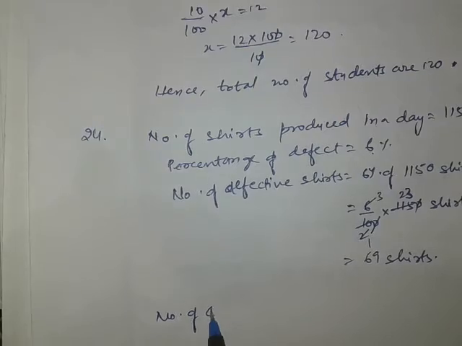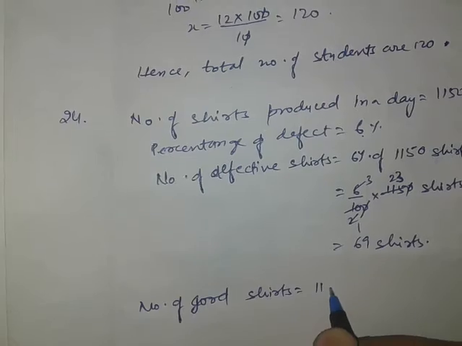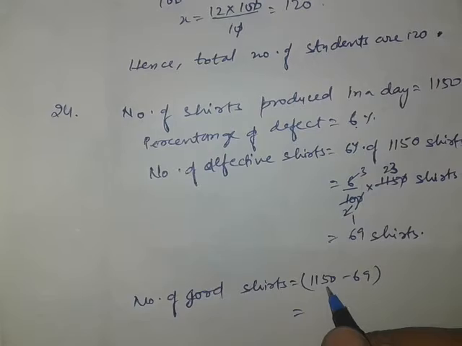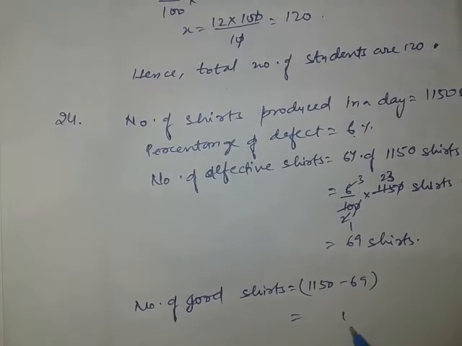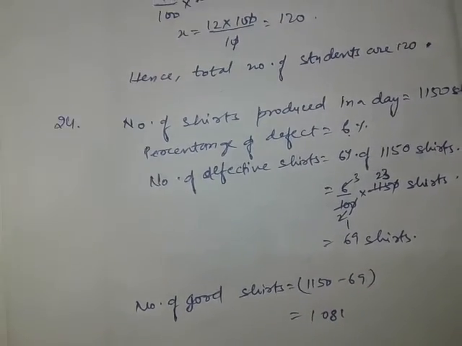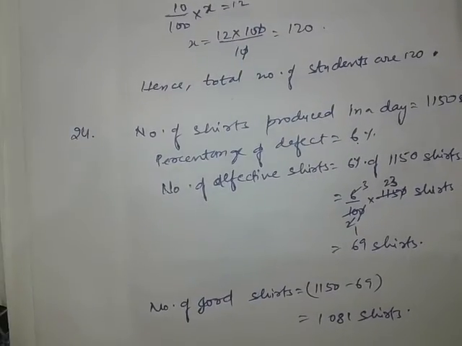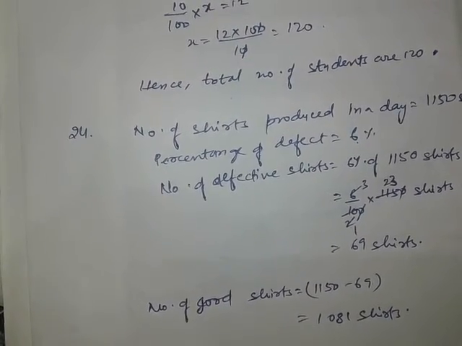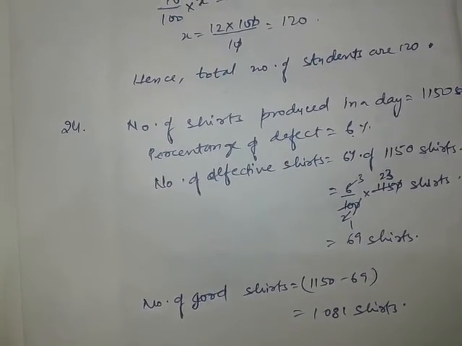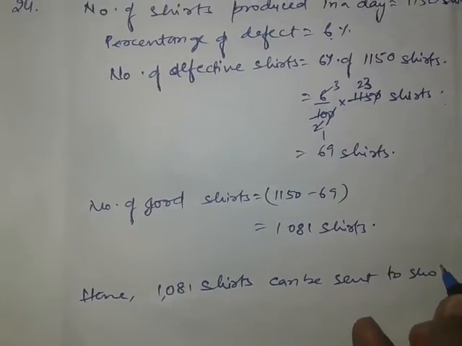The number of good shirts is 1150 minus 69. So when you subtract it, how much do you get? 1081. So this many shirts, hence 1081 shirts can be sent to shops.